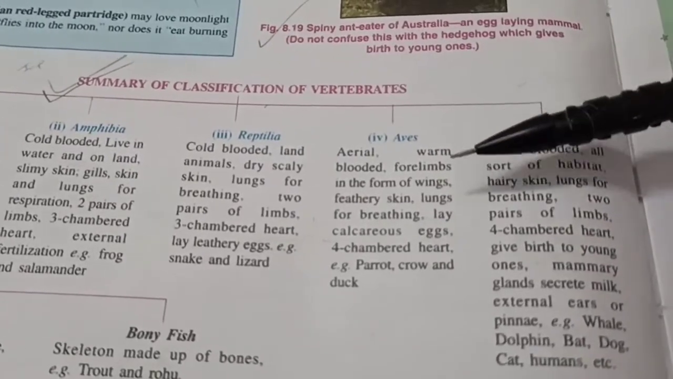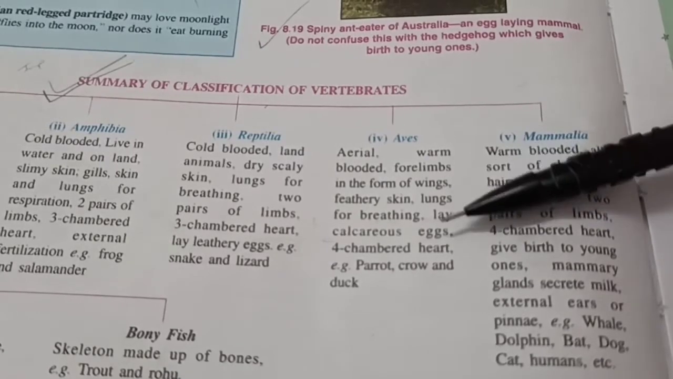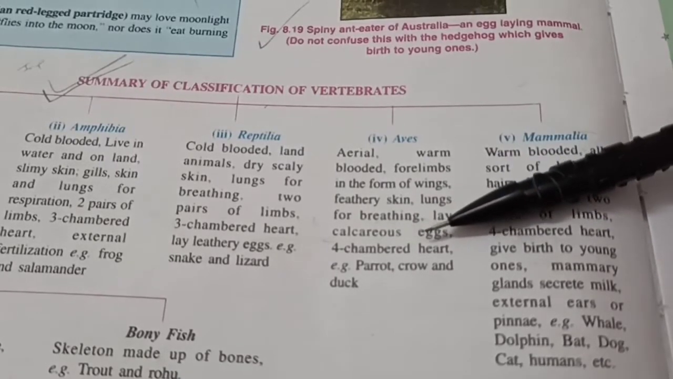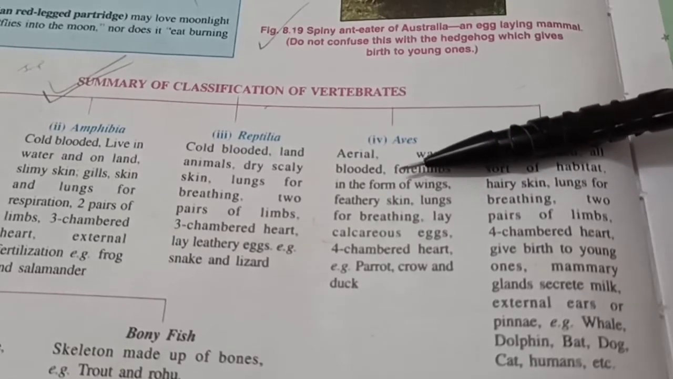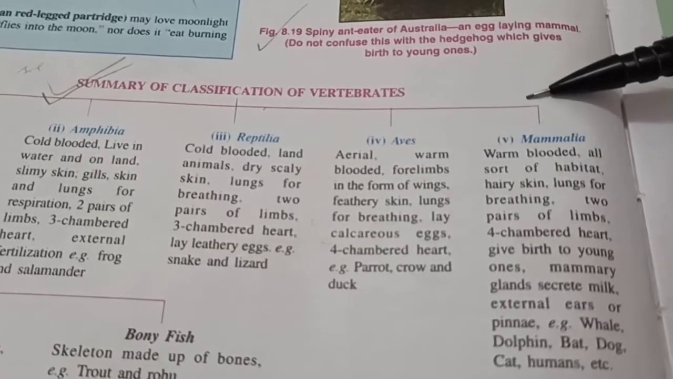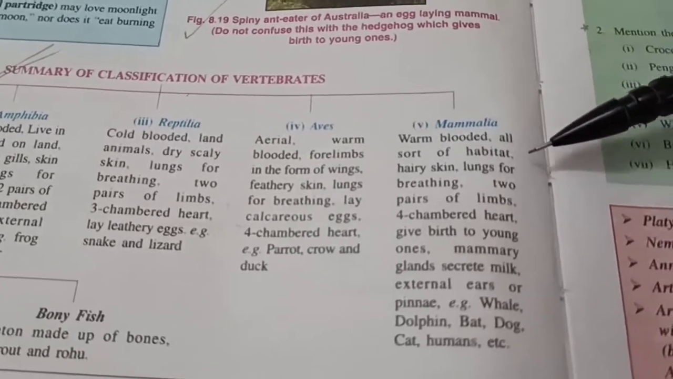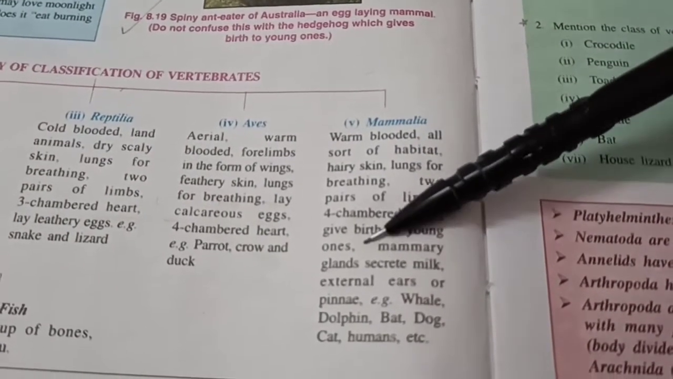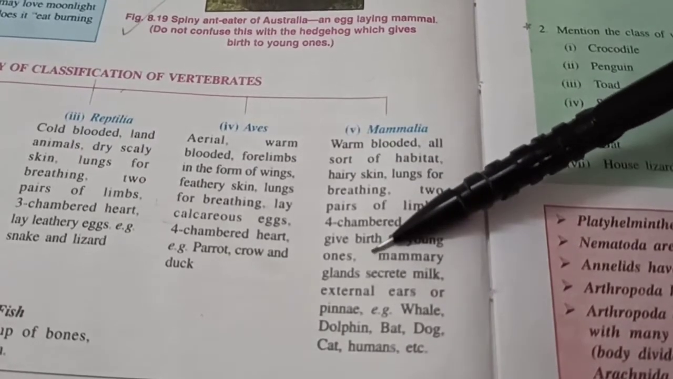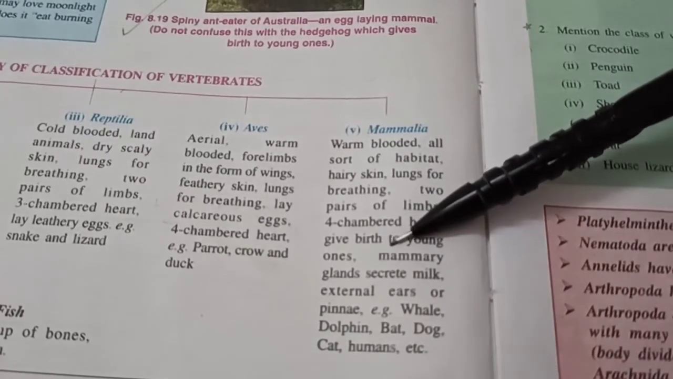The Aves, they also have lungs for breathing. They lay calcareous eggs, so they are oviparous. And the forelimbs have become wings, although sometimes the wings are of no use, for example, the penguins and the ostrich. Mammalia, they have hairy skin, they have lungs, 2 pairs of limbs. They give birth to young ones, so they are viviparous. Although there are a couple of exceptions, which we shall study.